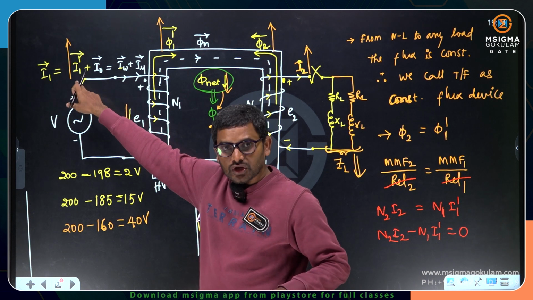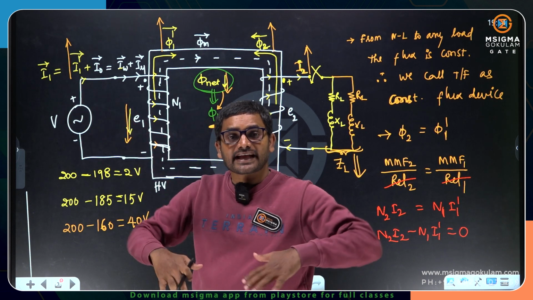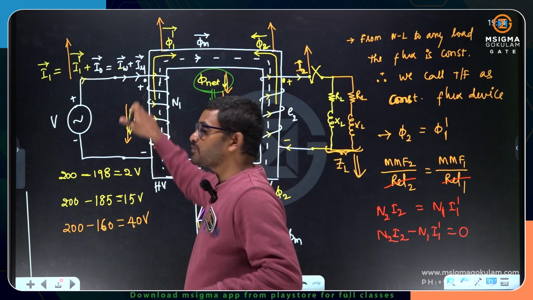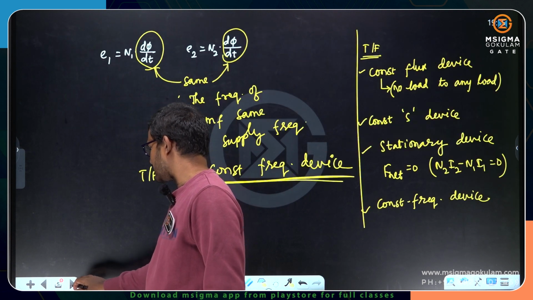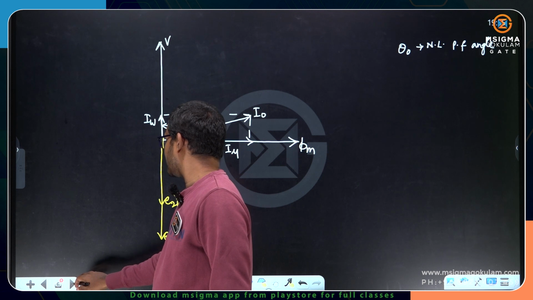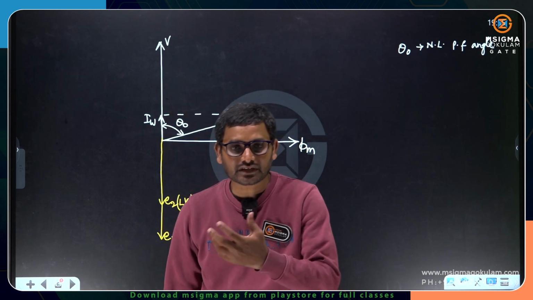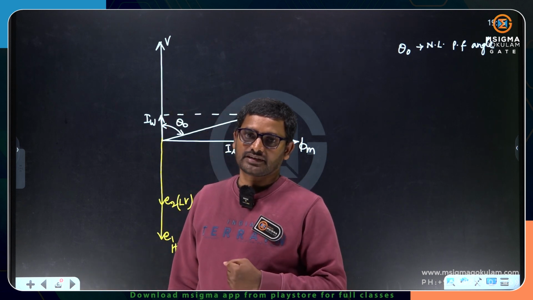Along with that, the load component of current is also flowing. So when the current is increasing, you need to consider the drops also. I will consider the drop later. If you consider the drops, then the phasor diagram will be very clumsy. Without considering the drops, let me show you.